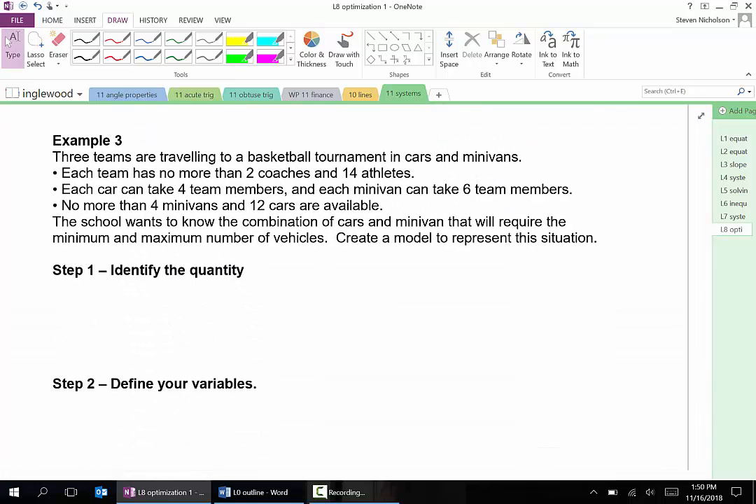So one last example. 3 teams are traveling to a basketball tournament in cars and minivans. Each team has no more than 2 coaches, 14 athletes. Each car can take 4 members. Each minivan, 6 members.